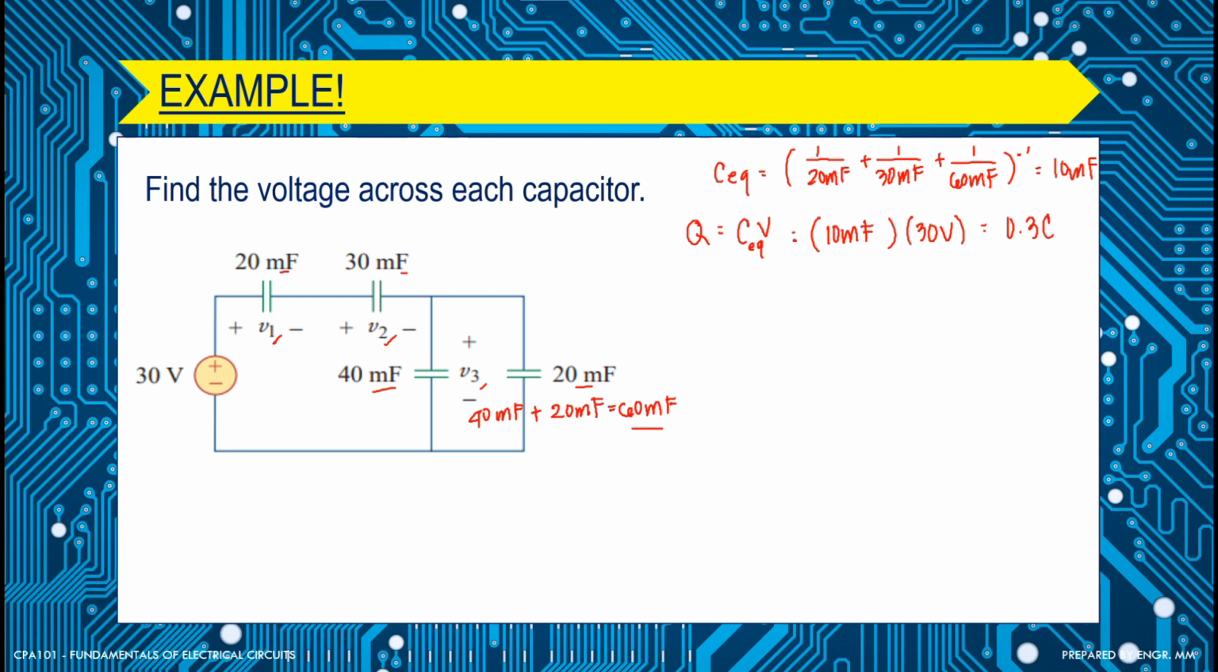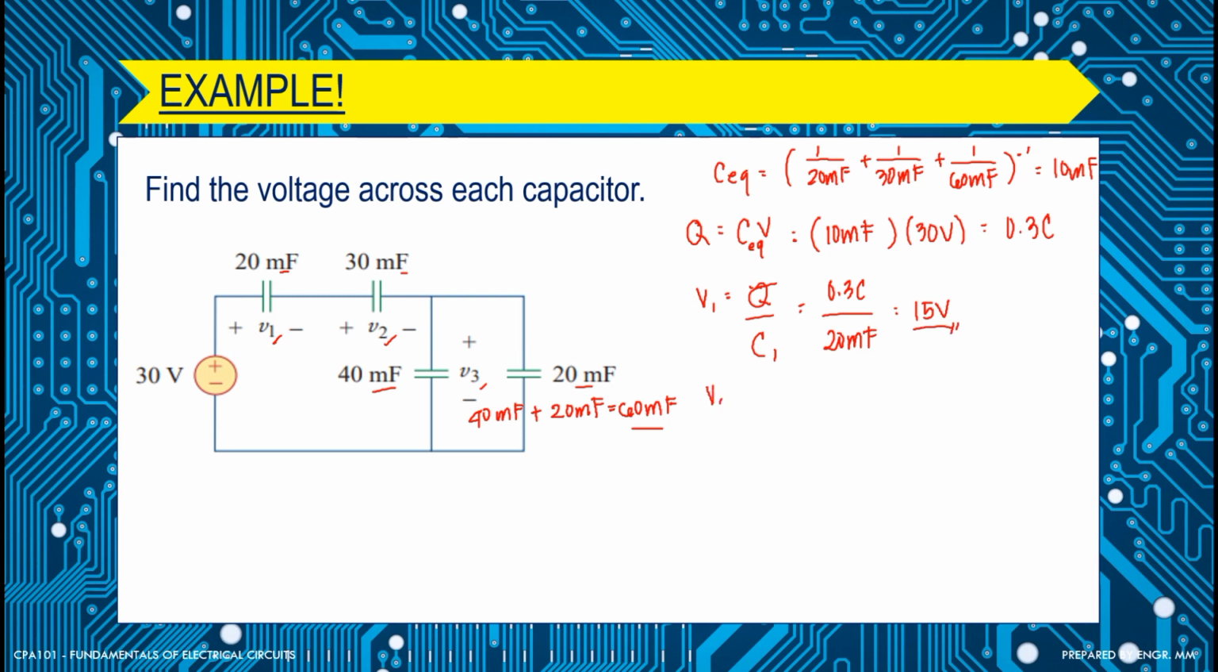Now to find V1, since the total charge is in series with 20 millifarad and 30 millifarad, we can actually use the charge here to find the voltage for the capacitors. So using the same formula, V1 is equal to Q over C1. So our Q is 0.3 coulomb divided by 20 millifarad. So that's equal to 15 volts.